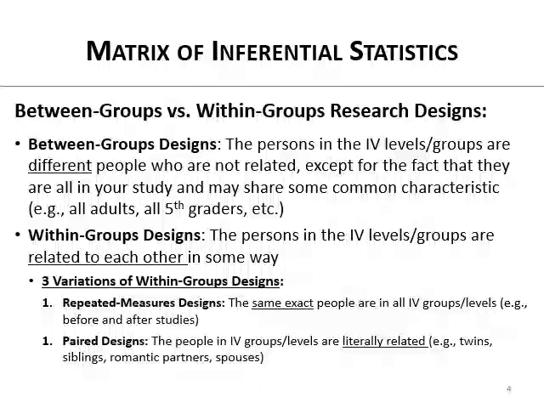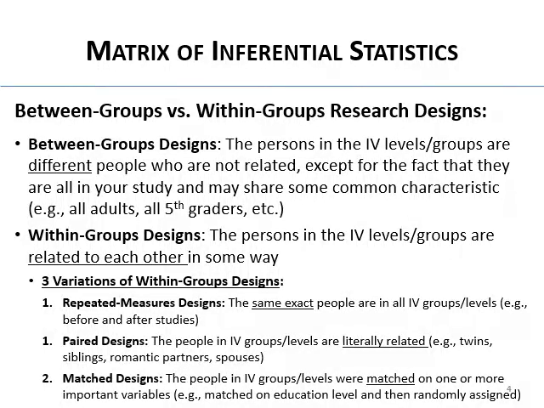Then you have, oh great, I love that it's one again. But anyway, number 2 is paired designs. This is when the people in the IV groups are literally related. So they're twins, romantic partners, spouses. This is what we call a paired design. It's not the exact same people, but they are related somehow, familially or by choice.